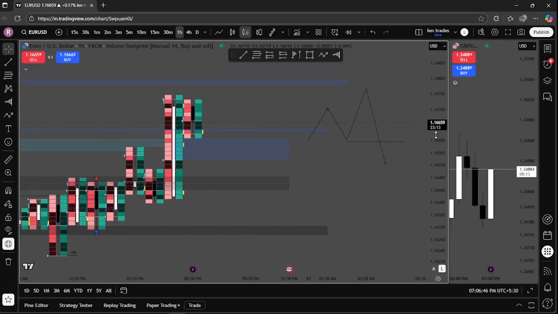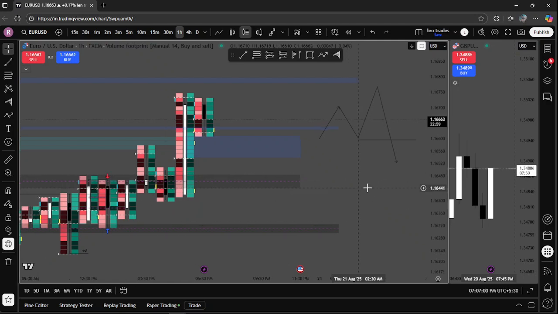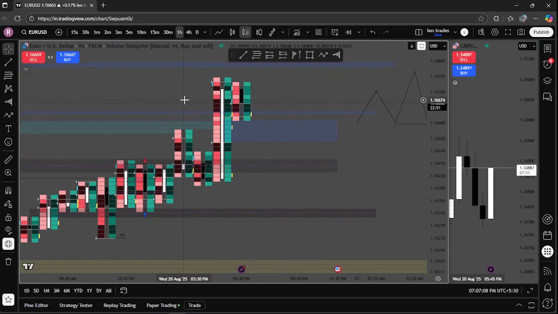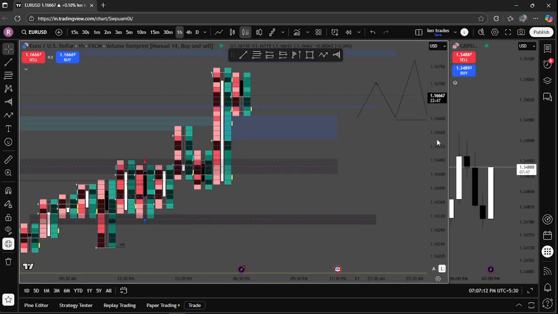Okay, so in order to understand this displacement or initiative, whatever you want to call it, we have to understand there are a few key reasons why it will happen. The first key reason, let's start with the footprint chart. There is something called effort and result. Effort and result means, you see these dark colors here. These dark colors show that a lot of effort was done. Dark colors mean people were heavily buying or heavily selling.